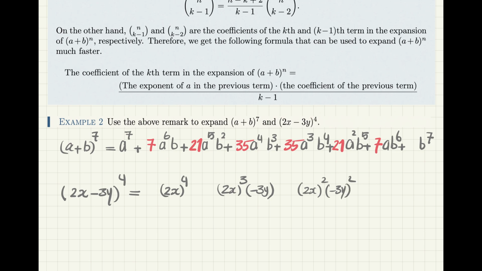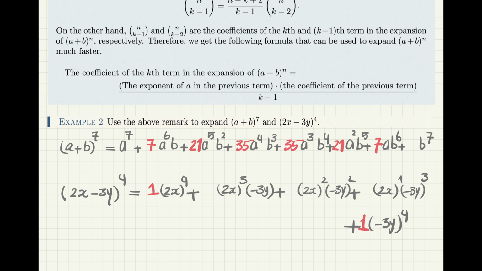Yes, and the next one, let me write it here. We can write it here. 2x to power 1 times minus 3y to power 3, sorry. And finally, let me write here, minus 3y to power 4. Okay, so let me put here. You know that this number is definitely 1, so the last one is also 1.